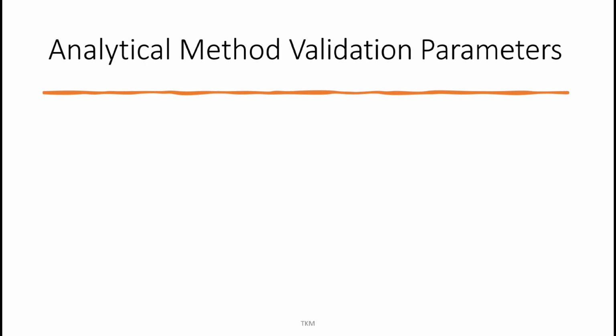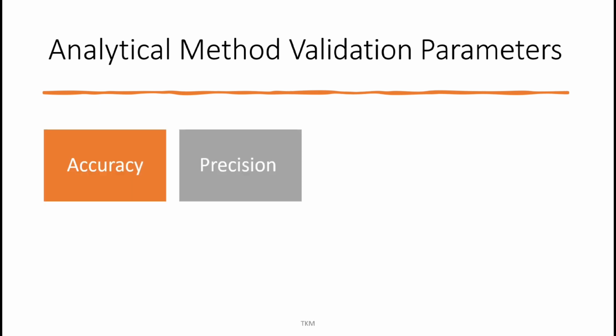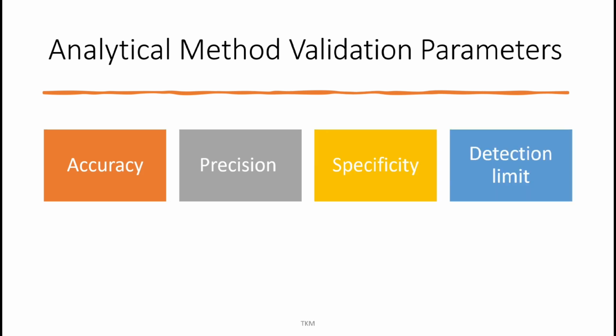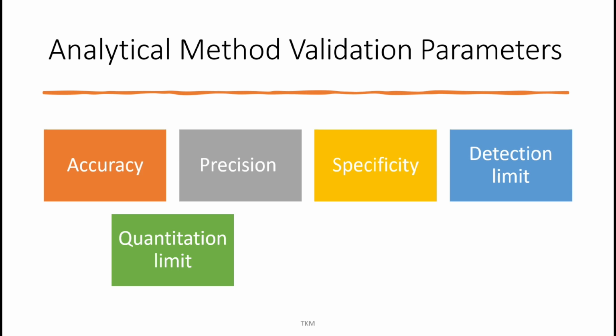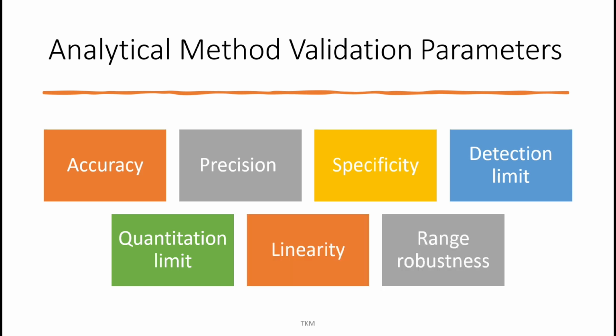For that, we have to follow the following method validation parameters: accuracy, precision, specificity, detection limit, quantitation limit, linearity, range, and robustness. So these are the parameters on which any analytical method is validated. In our next video, we will see these parameters in detail.